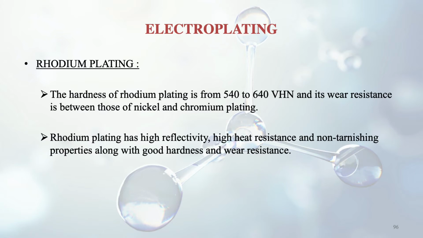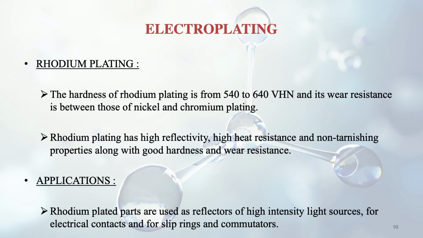Rhodium plating has high reflectivity, high heat resistance and non-tarnishing properties along with good hardness and wear resistance. What are the applications of rhodium plating then? They are used as reflectors because they have high reflectivity. Then for intense light sources also, for electrical contacts and for slip rings and commutators because they have high heat resistance also.